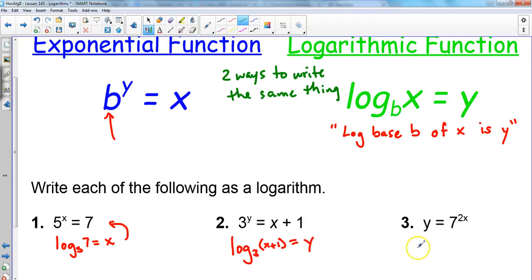On this last one here, it's kind of flipped around, but we write it in the same general way. We say log whatever's being raised to the power. So that's my base 7 of y in this case, is equal to whatever the exponent is, and that's 2x in this particular case. So here we're starting in exponential form and we're writing it in logarithmic form.